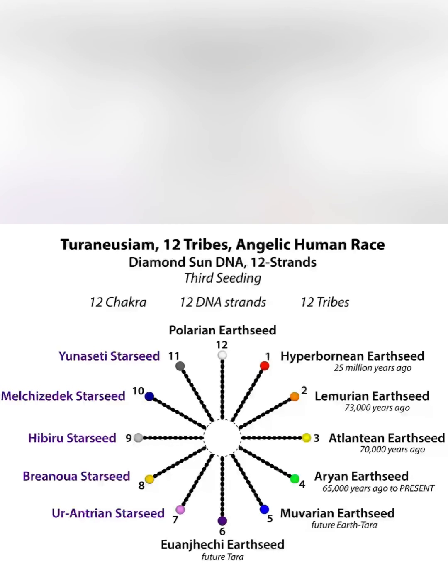Here we have the same 12 Diamond Sun. This is how it's supposed to look. The Tauranaceum 12 tribes, the 12 tribes of Israel, is actually a DNA strand. It's also connected to your chakra system within your body, right? The angelic human race, the Diamond Sun again, the 12 strand. So you see there's chakra, DNA strands, the 12 tribes is all the same. Dimensions is all the same.